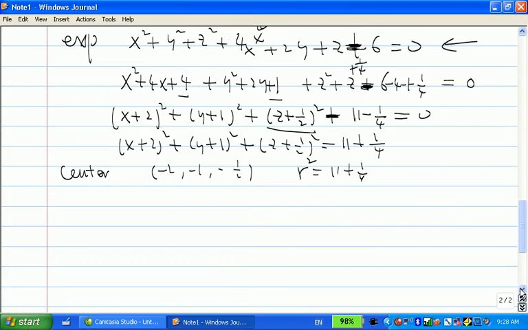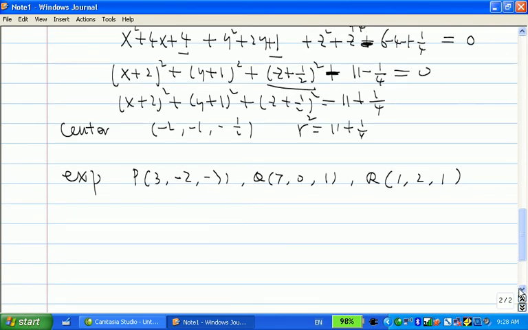Now let's look at another example. They give you 3 points. P is 3, minus 2, minus 3. Q is 7, 0, 1. R is 1, 2, and 1. These 3 points form a triangle. We were asked to check whether this triangle is a right triangle or an isosceles triangle.